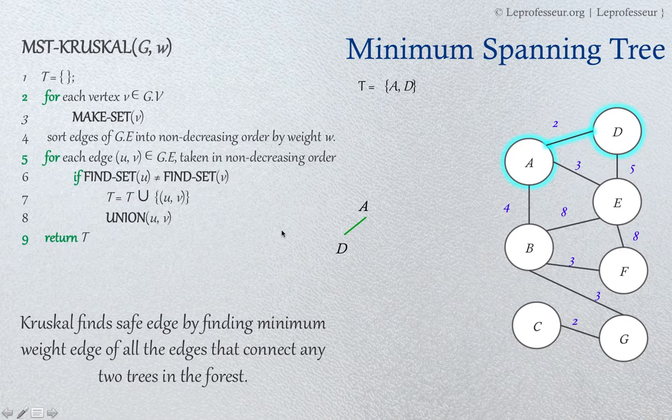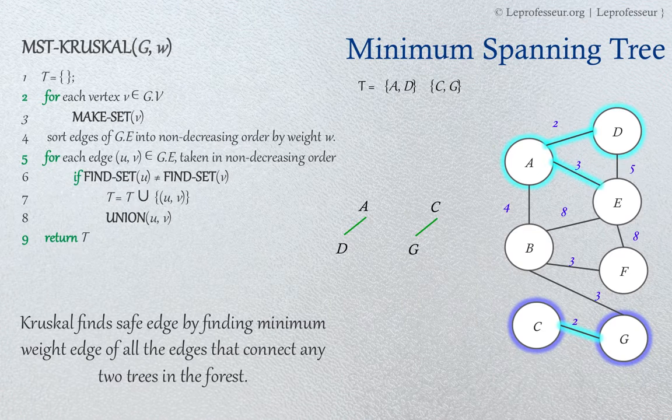Now the algorithm proceeds forward, and we find the edge between C and G, and we execute line number 6. We find that C and G do not belong to the same set, so we can safely add edge C and G to T, and our resultant graph, or minimum spanning tree, would look something like that.